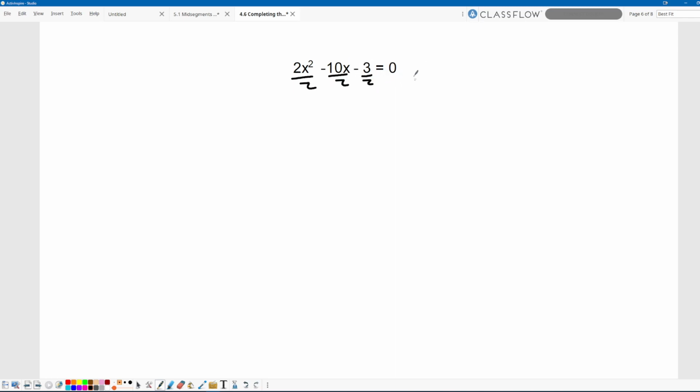And then we'll end up moving this c value to the other side. So you get x squared minus 5x. And then in this step, I'm just going to go ahead and move this negative 3 halves to the other side of my equation, so you would add that to both sides. So you get x squared minus 5x is equal to 3 halves. Now I need to find out what my c value needs to be.